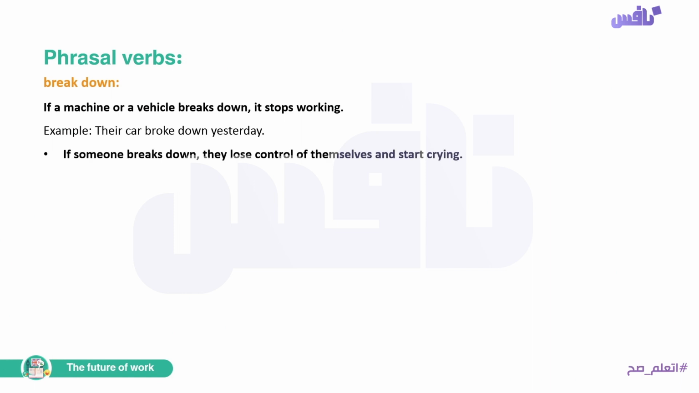break down ممكن تيجي بمعنى آخر. بيقول لنا if someone breaks down. إيه ده؟ ممكن شخص يتعطل breaks down؟ no. هنا معناها ينهار. if someone breaks down they lose control of themselves and start crying. يفقد السيطرة على نفسه ويبدأ في البكاء. شخص منهار يعني. طب تعالوا نشوف الإكزامبل كده بيقول لنا I broke down، انهارت when I heard the news of my close friend's death. عندما سمعت بوفاة صديقي المقرب.